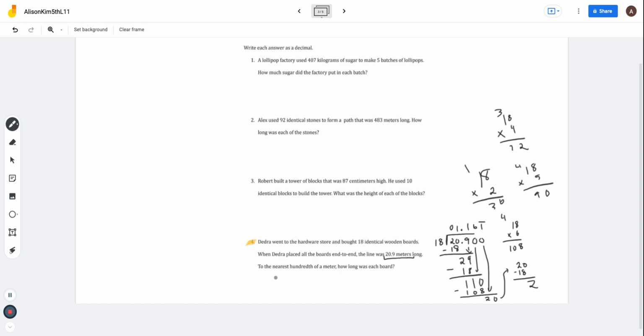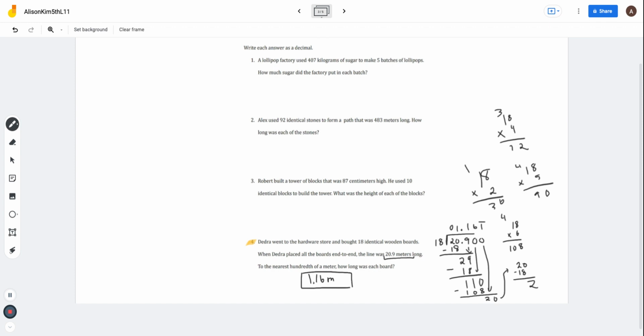And it wants us to round to the nearest hundredth of a meter. So this is our 10th place. This is our 100th place. And we know that our 1000th place is a 1. So we know that 1 is less than 5. So we're going to be rounding down. So rounding down in this case means that this 1 turns into a 0. And this 6 just stays the same. So our final answer would be 1.16. Make sure to label it meters. So each board is 1.16 meters long.